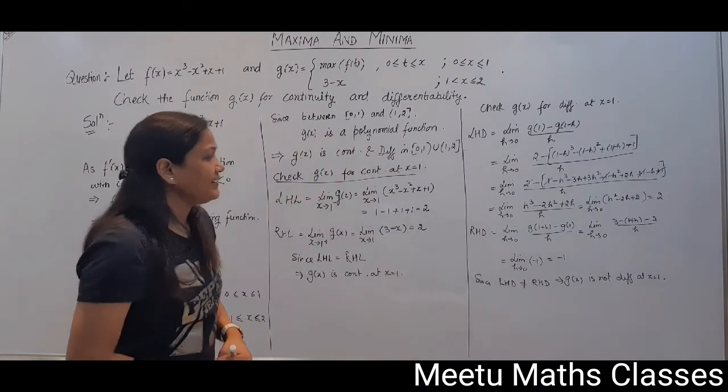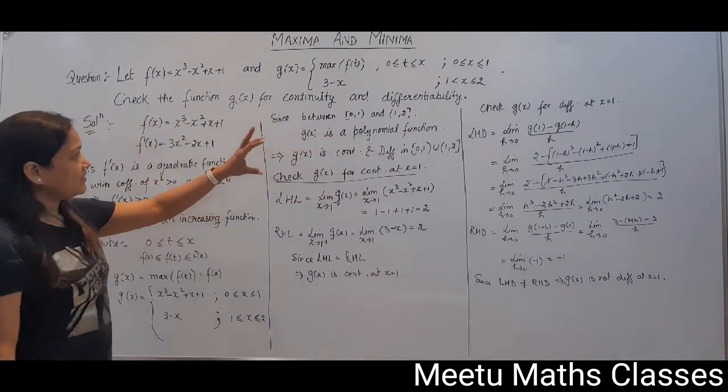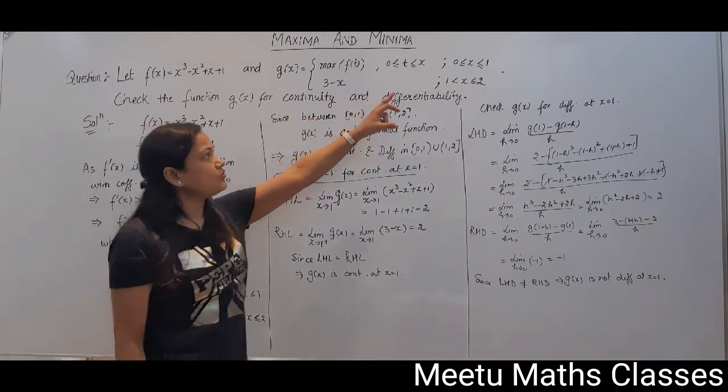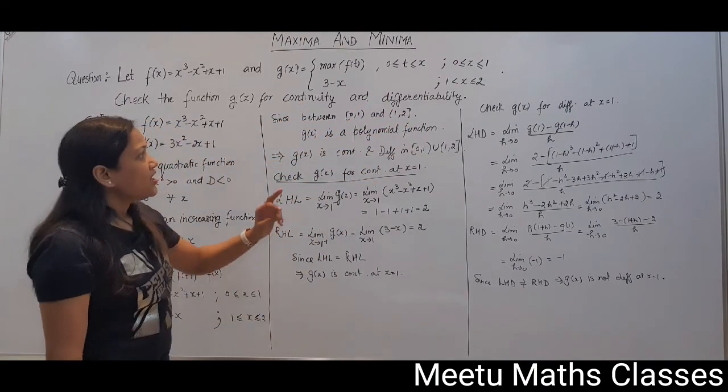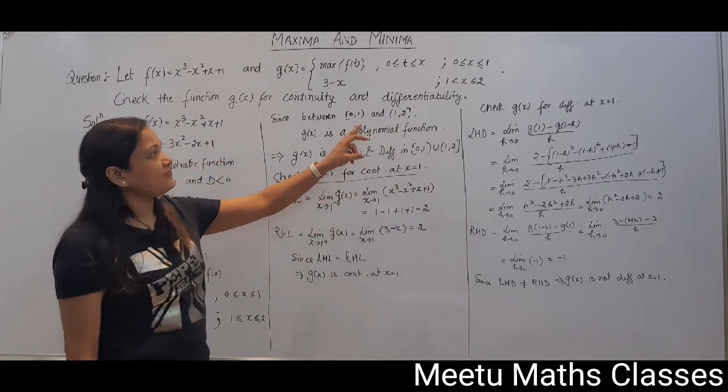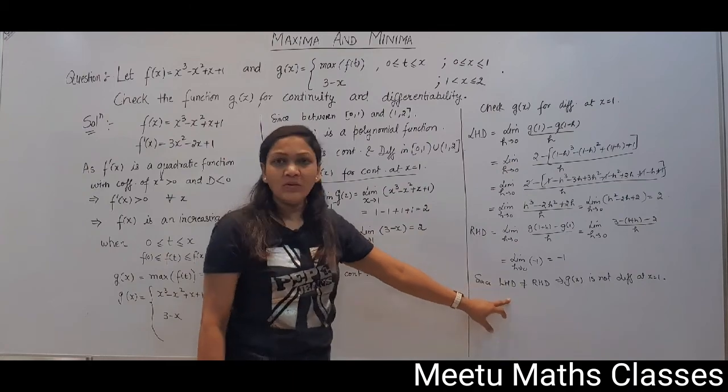So you can say that your function is continuous in the whole domain 0 to 2, but it is not differentiable; it is differentiable everywhere except x equals 1.